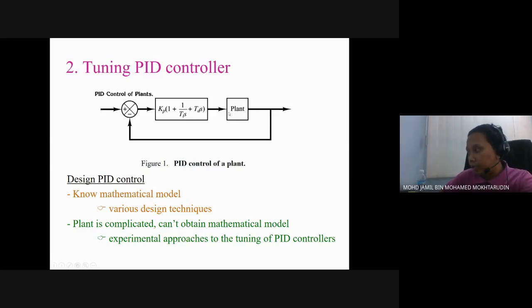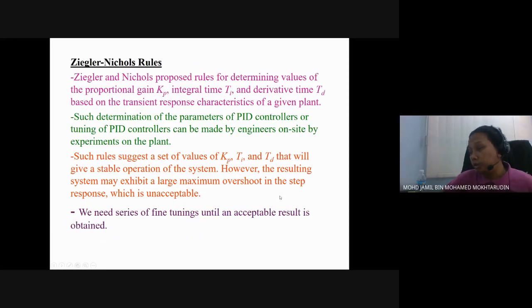In case the mathematical model for the plant is very complicated to obtain, the method to tune the PID controller is known as the Ziegler-Nichols method, or Ziegler-Nichols rules. Ziegler and Nichols proposed rules for determining the values of the proportional gain Kp, the integral time Ti, and the derivative time Td, based on the transient response characteristic of a given plant. So this method basically gives specific rules for determining Kp, Ti, and Td. So we look at the rules.